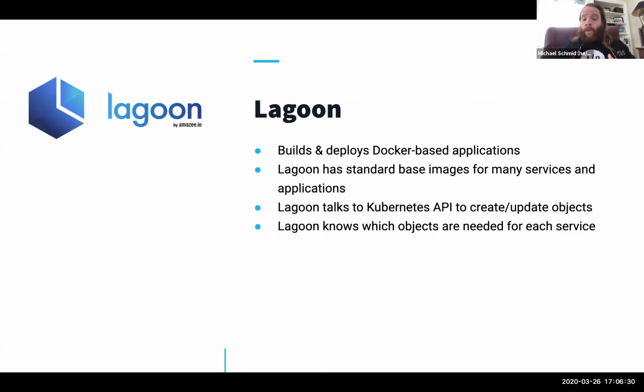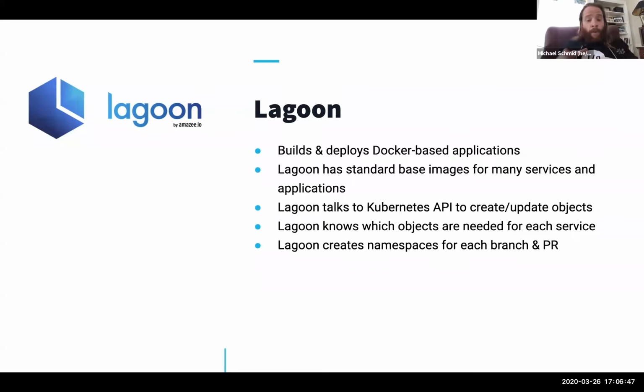Lagoon knows which objects are needed, which are not needed, how to migrate them, and all that type of stuff. Lagoon does it all for you. Plus, Lagoon also creates different namespaces for each branch. We're going to see that in the demo later, but also we have support for pull requests.